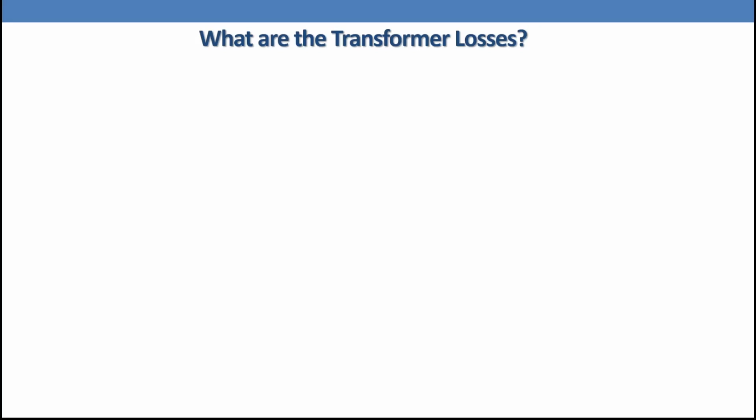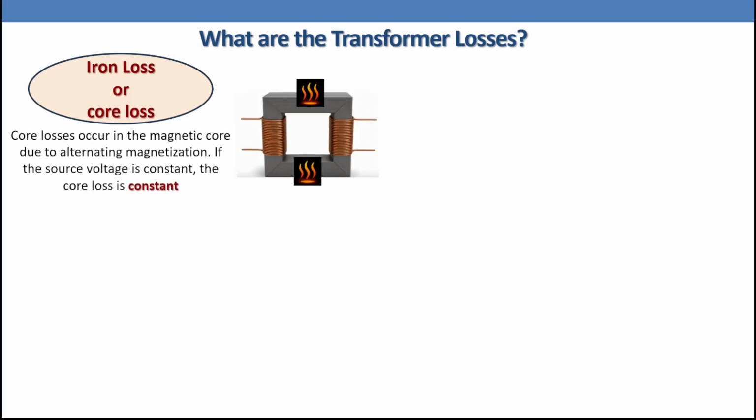What is the classification of losses inside the transformer? We have two types of losses. The first one is called iron loss or core loss. If you have a magnetic core or iron core like this one, core loss occurs in the magnetic core due to alternating magnetization. That is due to eddy current and hysteresis. We covered that in the previous course, which is the magnetic circuit course. But this loss is constant if the supply voltage is constant.